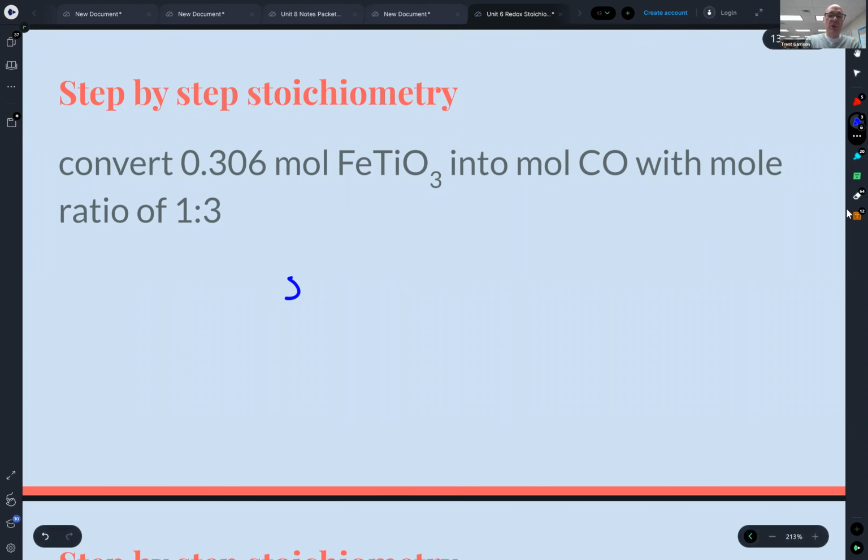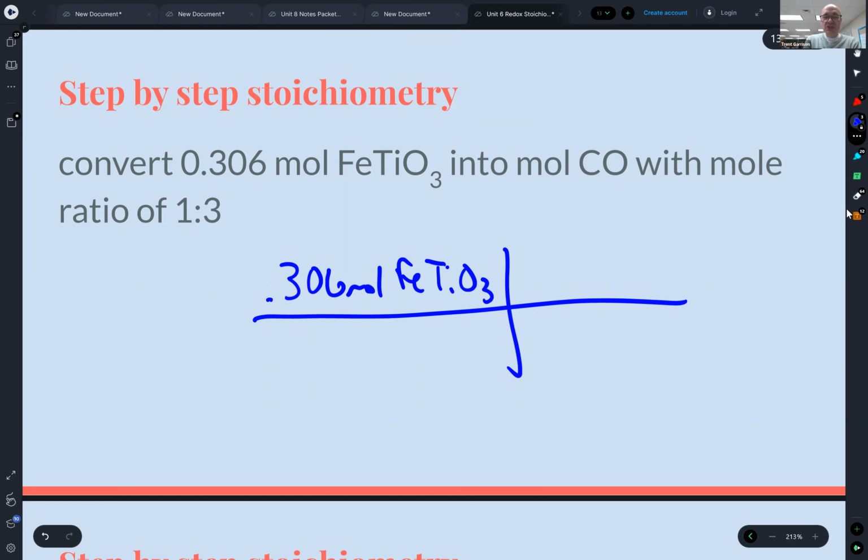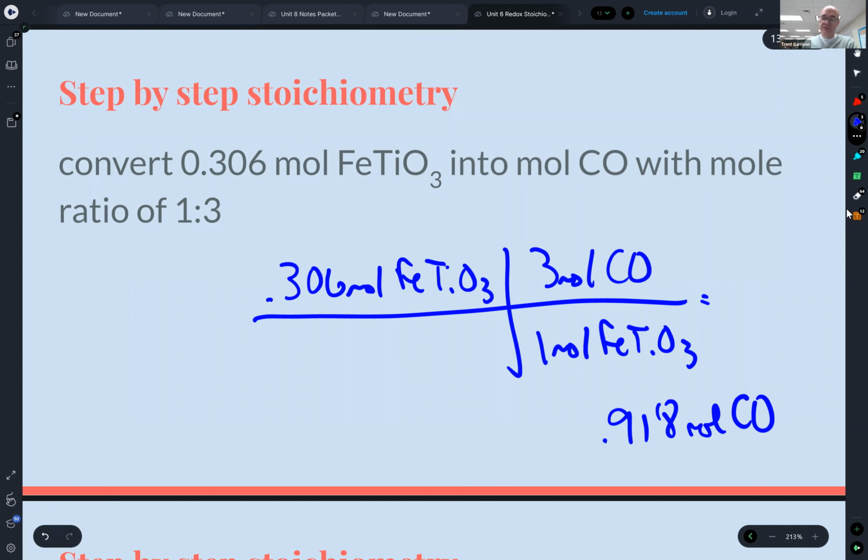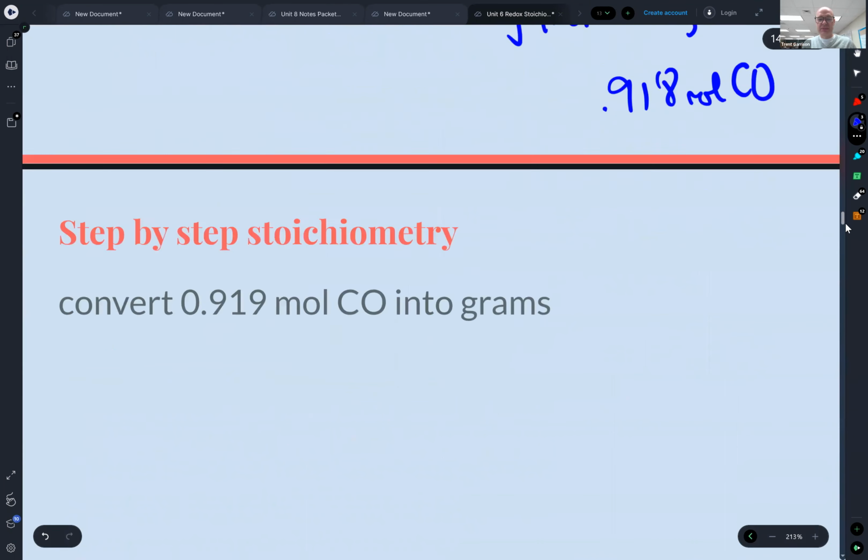So if I have 0.306 moles of the FeTiO3, and the ratio is 1 mole of FeTiO3 for every 3 moles of CO, I now can find out how many moles of CO I've produced, and it's 0.198 moles of CO. All right, well, let's now take the next step.